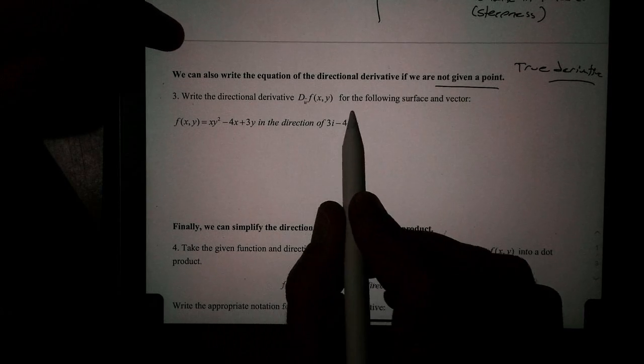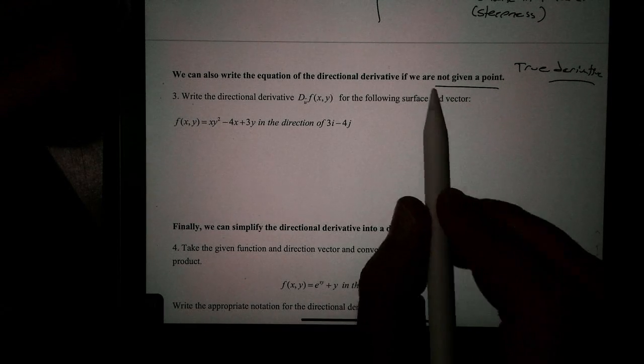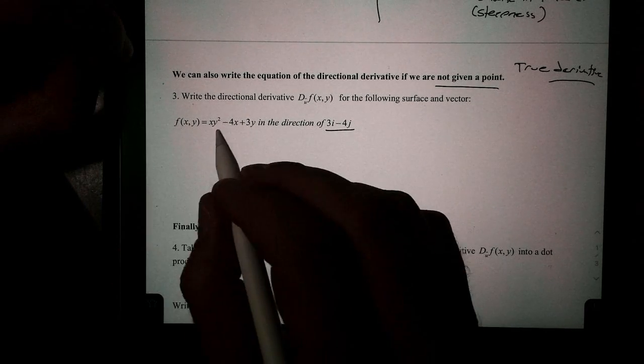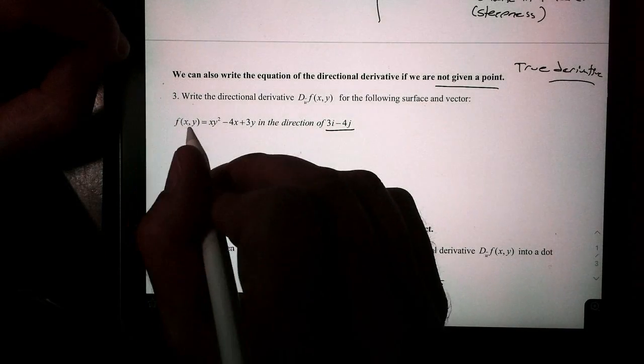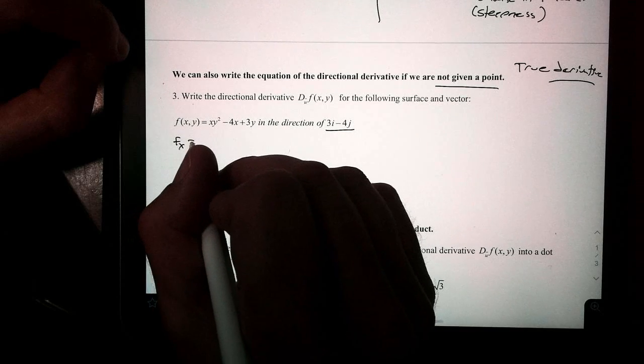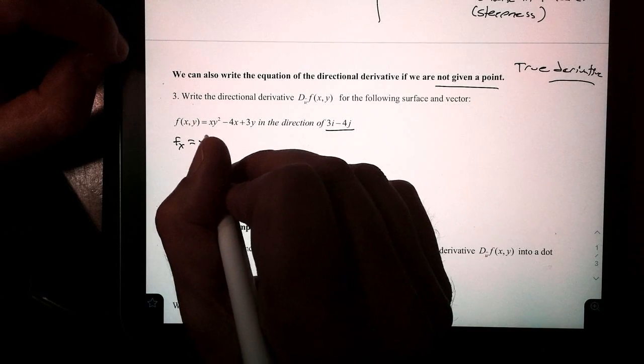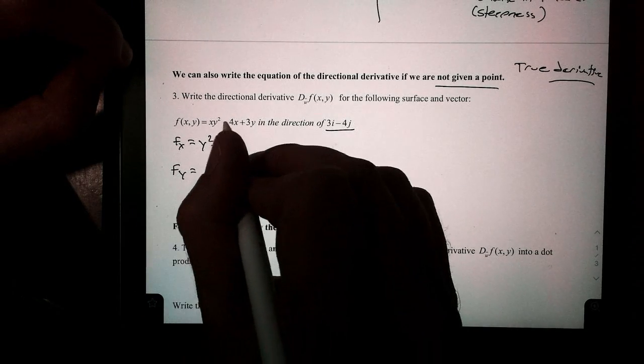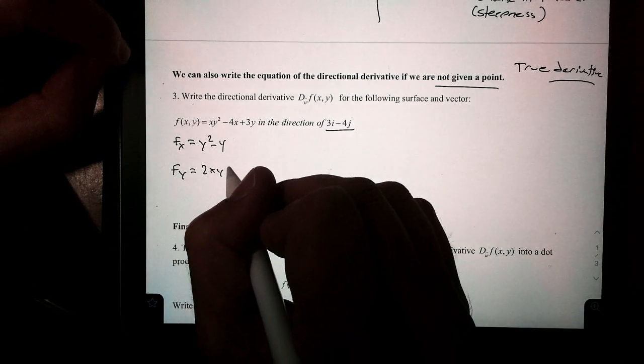So write the directional derivative for the following surface and vector. So here's our direction that we're heading. And we have to find our partials, of course. The partial with respect to x becomes y squared minus 4. The partial with respect to y is 2xy plus 3.